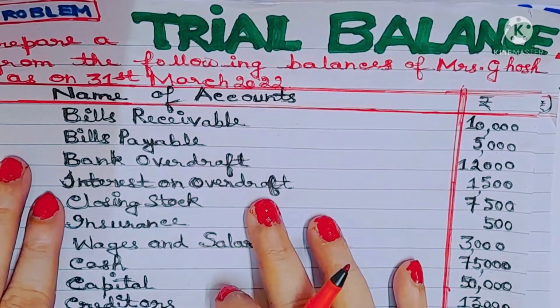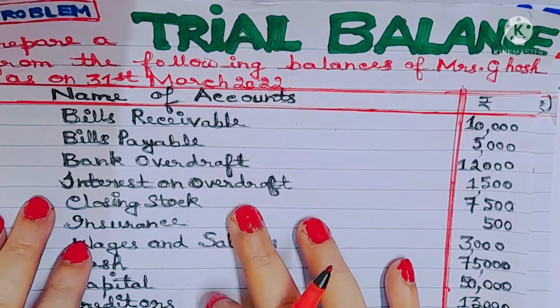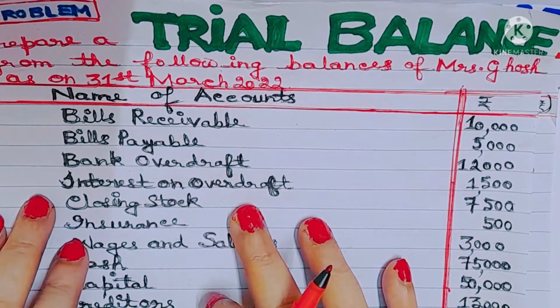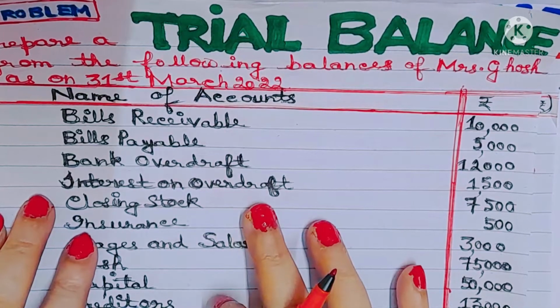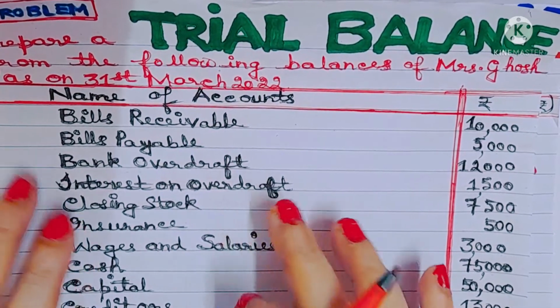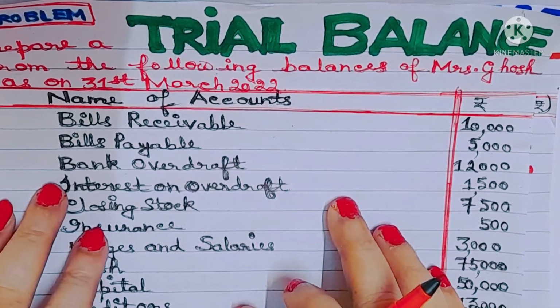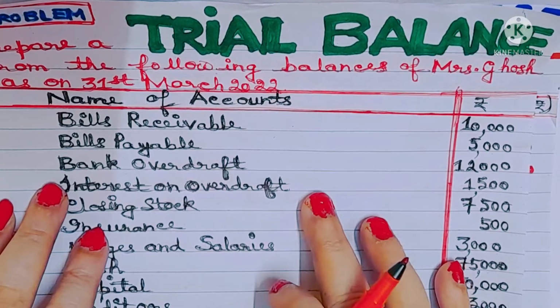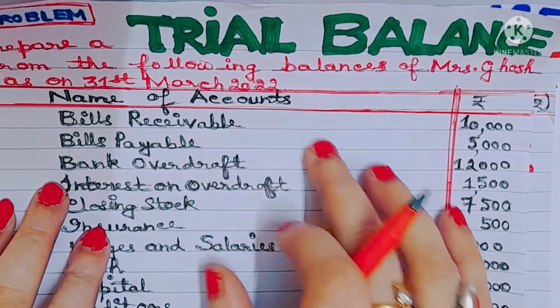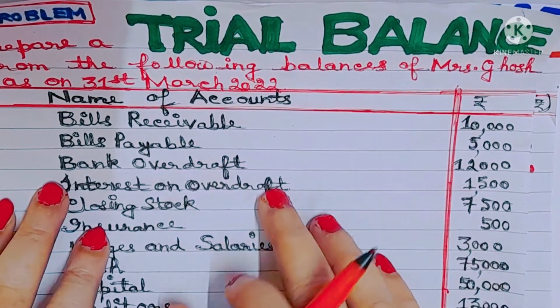Actually, closing stock is the balance of unsold goods. That means closing stock is a part of purchases. So if I write 7,500 again as closing stock, we'll be writing it twice, because in purchases I have already written 40,000, and 7,500 is included in it.